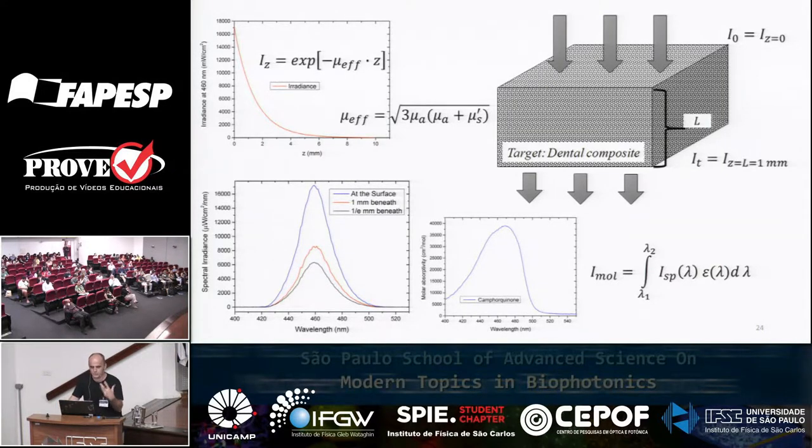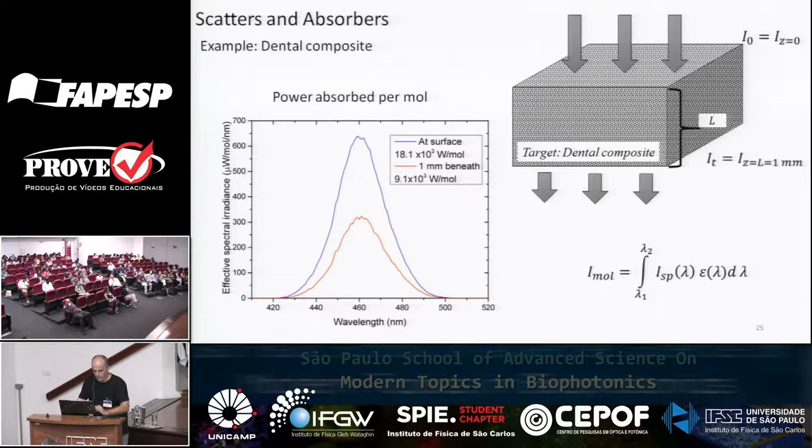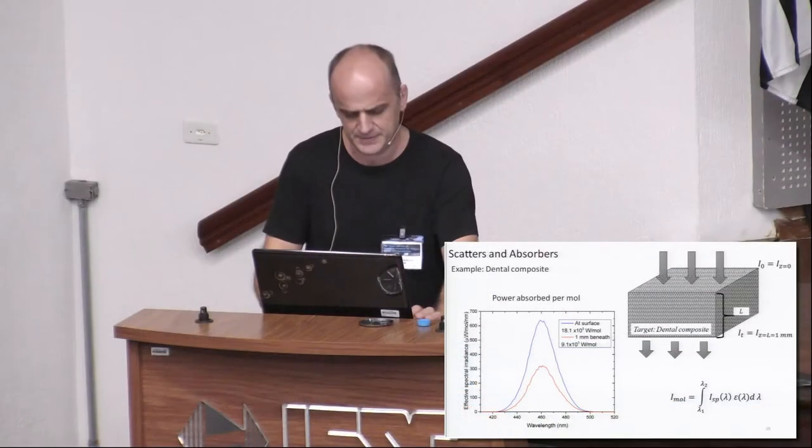The question is, if you must irradiate the camphorquinone to polymerize this polymer, you must measure how much spectral radiance you have at the bottom of your sample. So you can take this 1 millimeter spectral radiance, the red curve, and use the camphorquinone molar absorptivity, to measure how many watts per mole you are putting on your sample 1 millimeter beneath the surface. Here we can observe that if you have the spectral information and you integrate this value, you have at the top 8 times 10^4 watts per mole, and here you have a 50% lower value. So you can measure the difference and you can improve your system, your experiment.